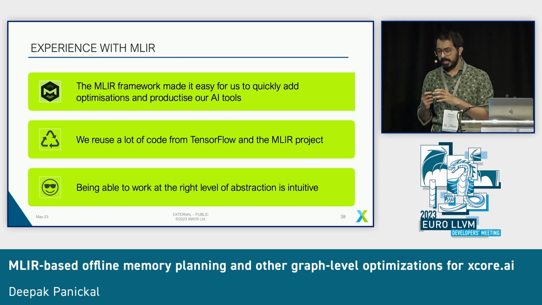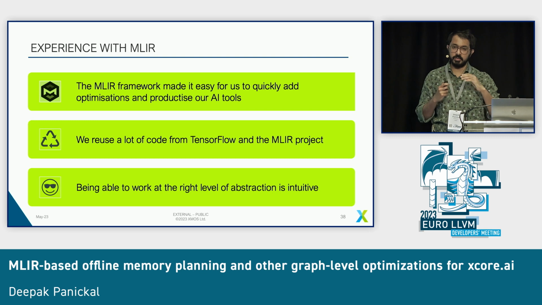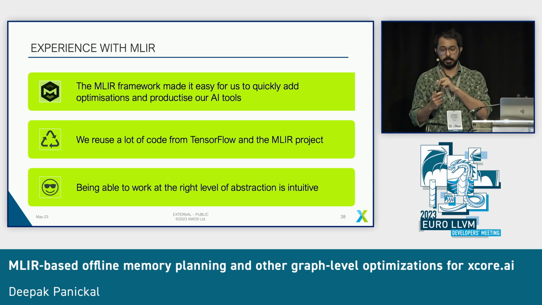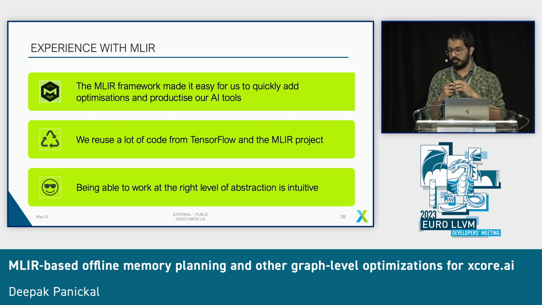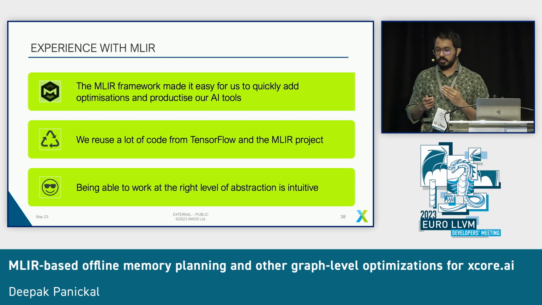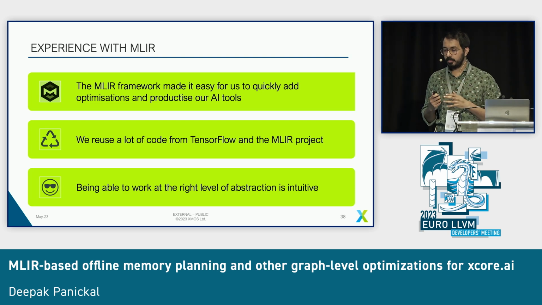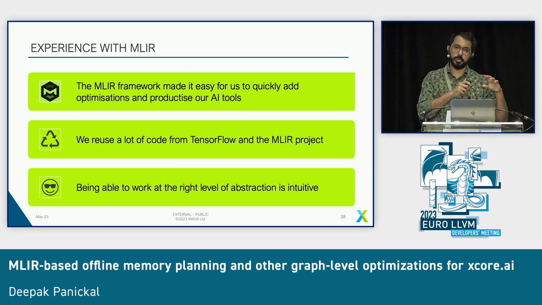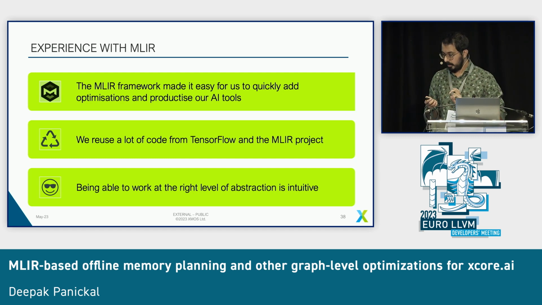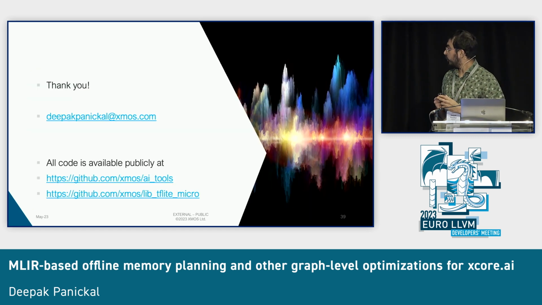And being able to work at the right level of abstraction, especially when I spoke about the memory planning path, looking at different ops in different dialects and seeing what to do with each of them is really intuitive. It's really easy to think like that. So it has made it really easy to productize our tools and deploy such models on our small chip. Right? So that's it. Thank you.